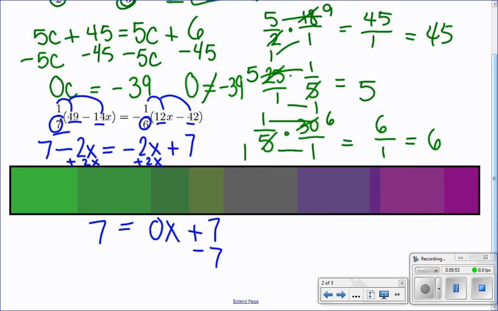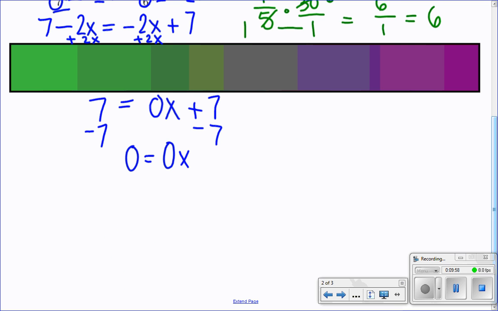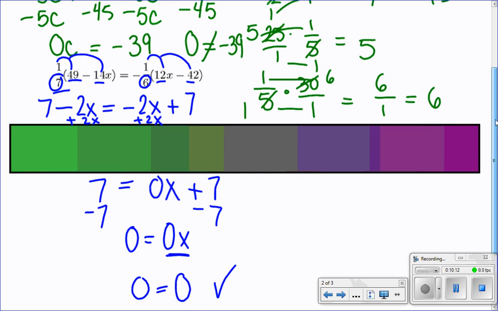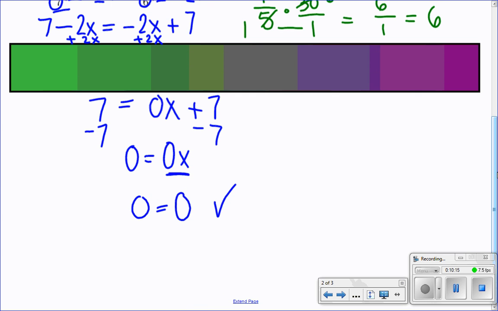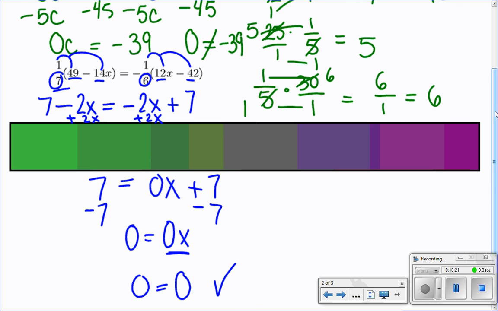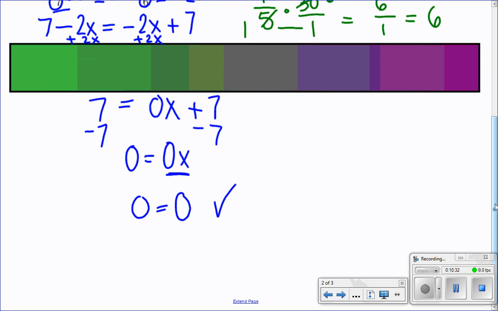Okay, now we can minus 7 from both sides. So 0 is equal to 0x. And remember, 0x, 0 times anything, is just going to be 0. So we've got 0 equals 0, which is true. 0 does equal 0. So what that means is there is an infinite number of solutions possible for this equation. Okay, and it doesn't mean that every solution is possible. It just means there's not a set number of solutions that will work. There's an infinite number of solutions that will make this equation true.